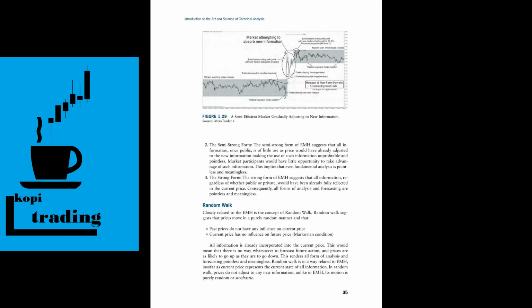Figure 1.29. A semi-efficient market gradually adjusting to new information. Source: MetaTrader 4. 2. The semi-strong form. The semi-strong form of EMH suggests that all information, once public, is of little use as price would have already adjusted to the new information, making the use of such information unprofitable and pointless. Market participants would have little opportunity to take advantage of such information. This implies that even fundamental analysis is pointless and meaningless.